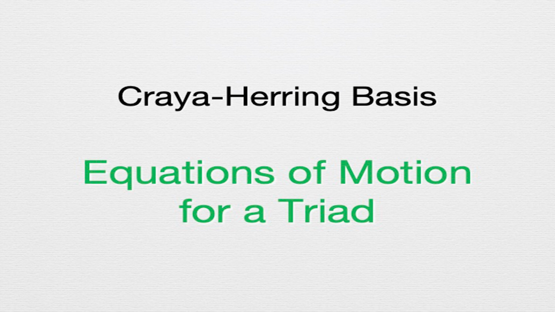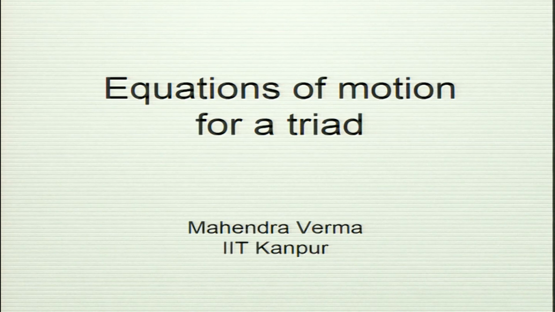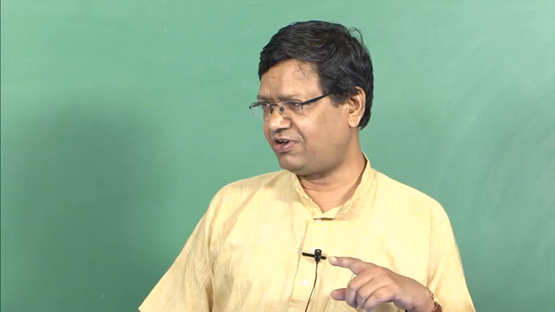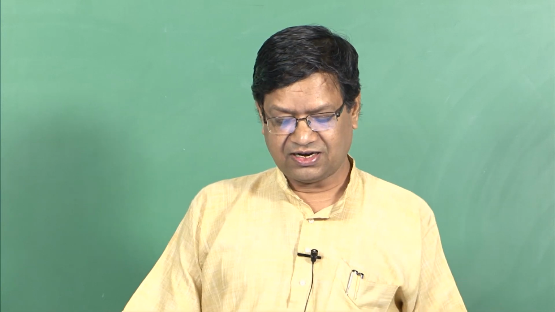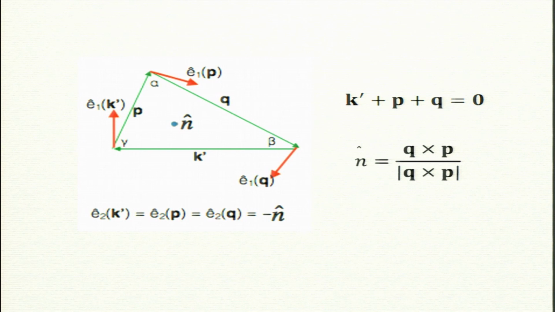So, using Kriya-Haring we will derive the equation of motion for a single triad. This is not for a general triad, but a single triad; general means multiple triads. I will do it for a single triad. There is a reason why I am focusing on a single triad. So, please focus on this picture.